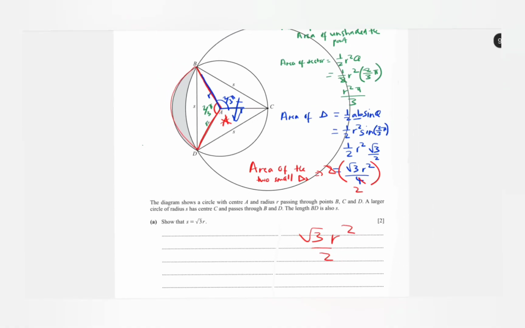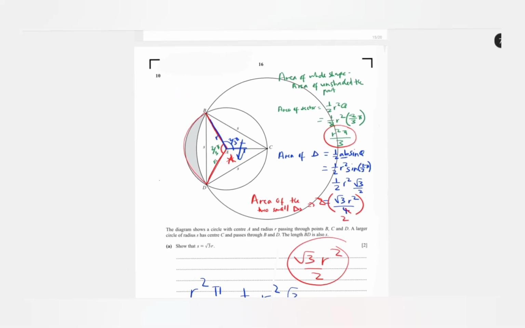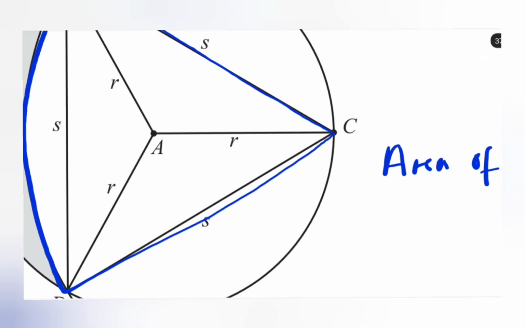Now we're just going to add this and that for the area of the whole shape. So that's r squared pi over 3 plus r squared root 3 over 2. This is the area of the whole shape. Now for the area of the unshaded part, this one is simpler because it's just a sector of the bigger circle.